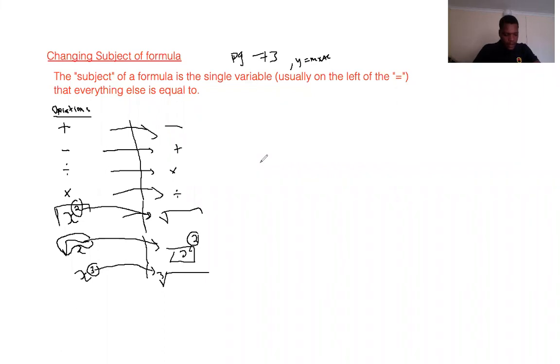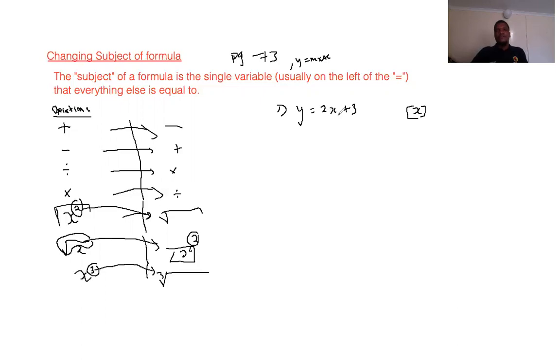Okay. Let's look at the first one. So I'm going to do example 1. I'm going to take an easy one. So we have y is equal to 2x plus 3. You can see that this is our m, this is our c. So basically y is equal to mx plus c. Now in this case, our subject of the formula is y. But the question is, make x the subject of the formula. So we want to change the subject of the formula from y to be x.